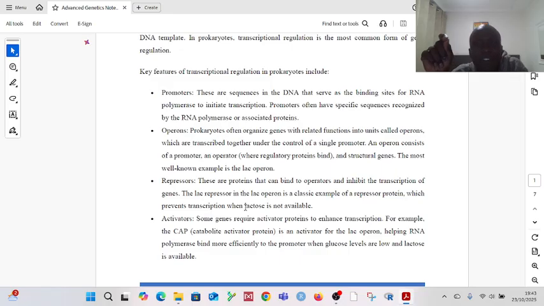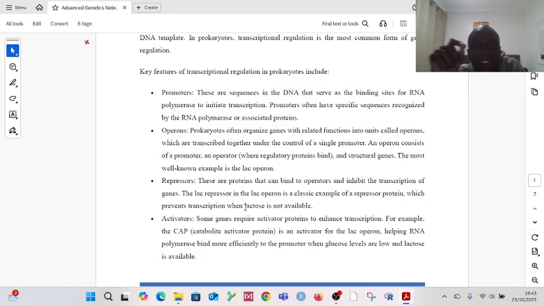Because these promoters are recognized by the RNA polymerase, it means these promoters must have specific sequences onto which the RNA polymerase will go and bind. So the RNA polymerase is looking for that specific sequence, more like the lock and key hypothesis.